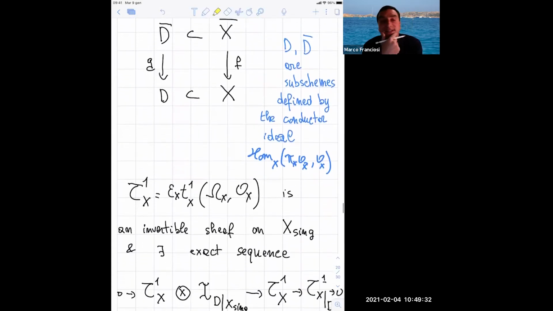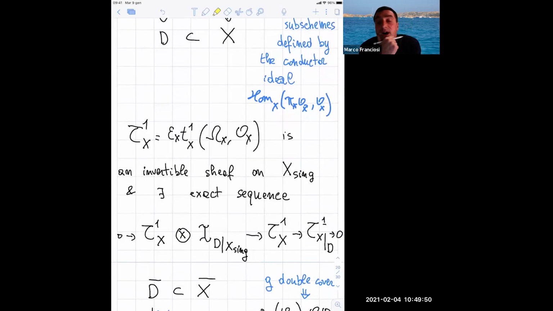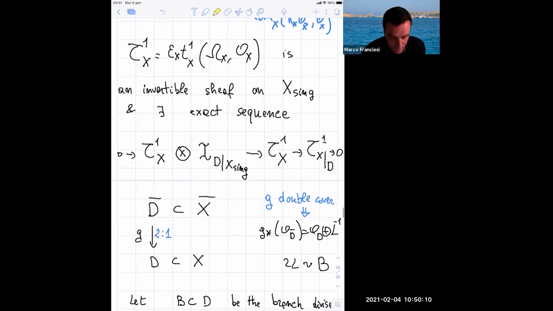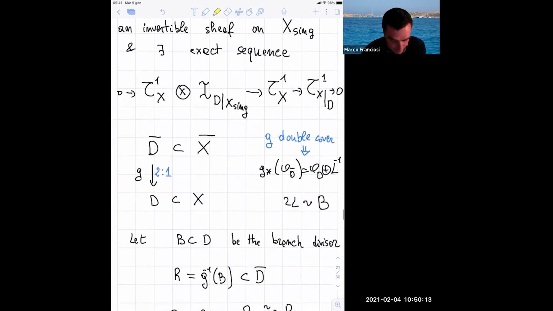First of all, the first observation is that T^1 of X is an invertible sheaf on X singular. And we have an exact sequence as follows. We have T^1 of X maps onto its restriction to the divisor D, and we have a kernel given by I_D restricted to X. Simply this way. So now we are going to study T^1 of X using this fact.